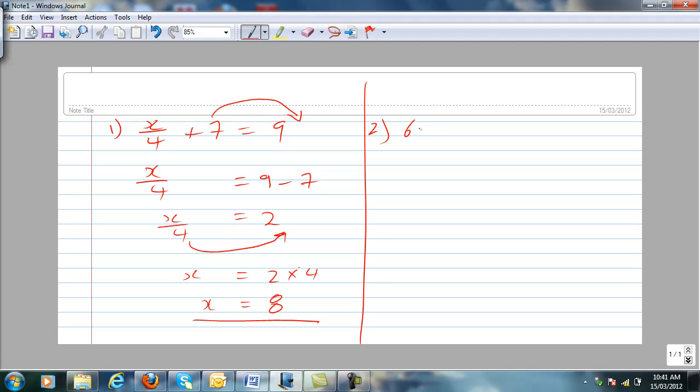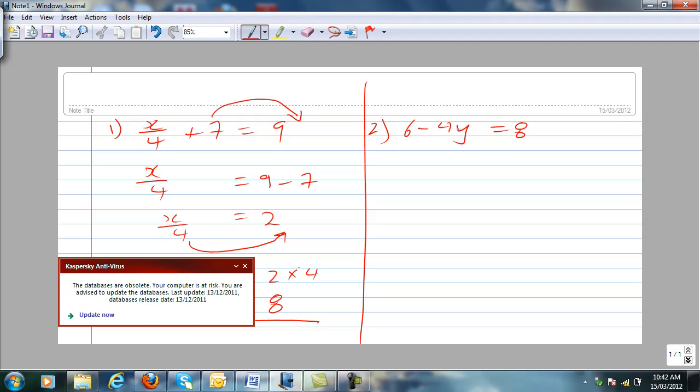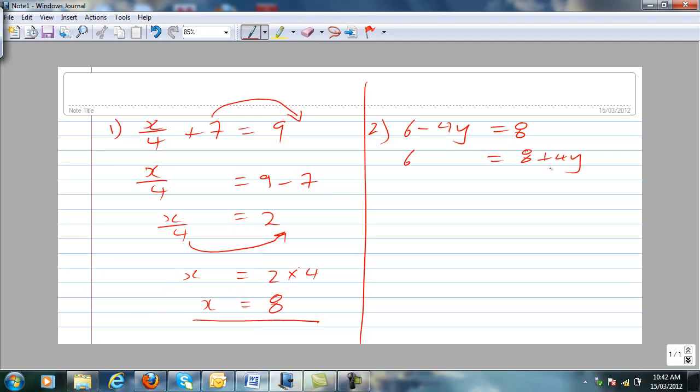Question 2 is 6 minus 4y is equal to 8. Now we can do exactly the same thing here, but the best thing is, if I look at the 4y, it's a negative, and it's easier to deal with positive, especially when it comes to pronumerals. So instead of removing the 6, I will remove the 4y and take it the other side. So when I take the 4y the other side, it becomes a positive 4y. And what I'll do now, I'll get the 8 to the left hand side, and since 8 is a positive, as I remove it and get it to the left hand side, it becomes a negative. So we've got 6 minus 8, which is negative 2.